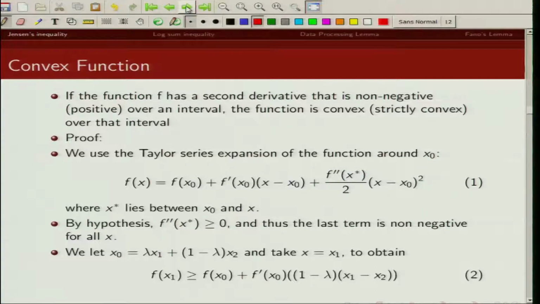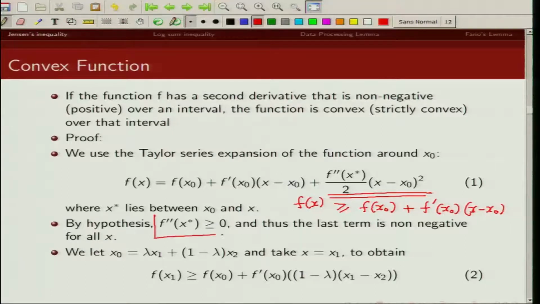So then what I can do is write f of x. Since this term is non-negative, f of x will be greater than or equal to f of x naught plus the first derivative of f evaluated at x naught times x minus x naught. This follows from the fact that since this term is non-negative, this whole term will be non-negative, so f of x will be greater than or equal to this term.